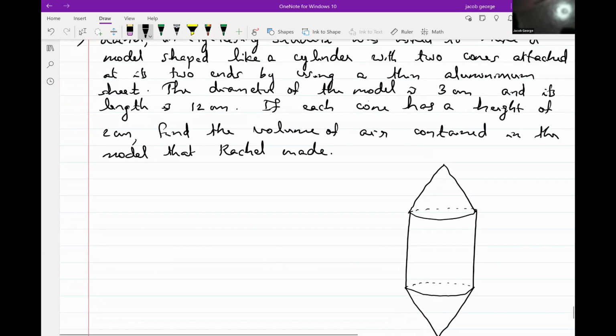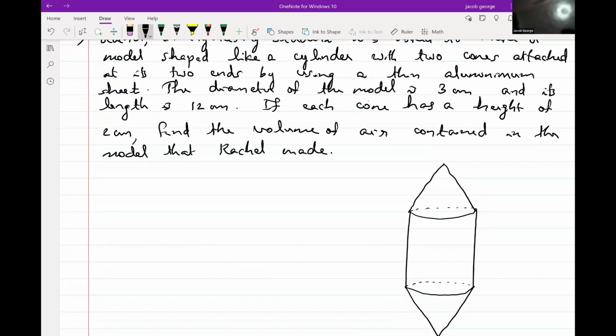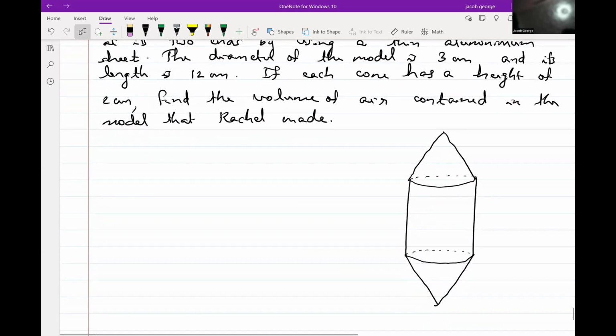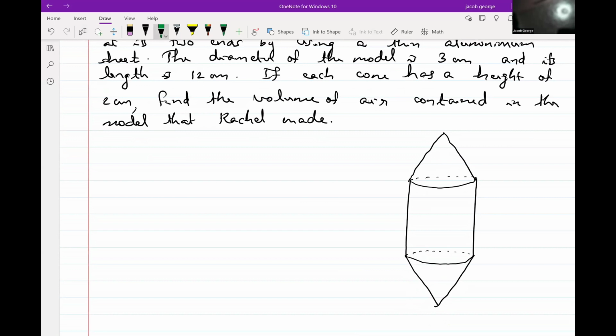Dimensions are given. The diameter is 3 centimeters, so the radius will be 1.5 centimeters. Length is 12 centimeters. Length means it is the total length, 12 centimeters.